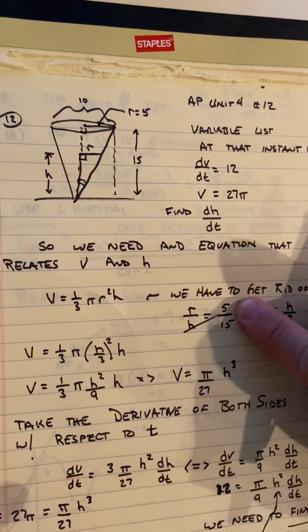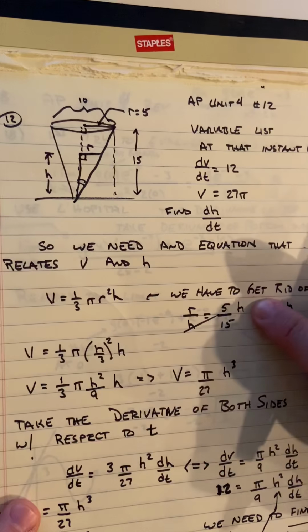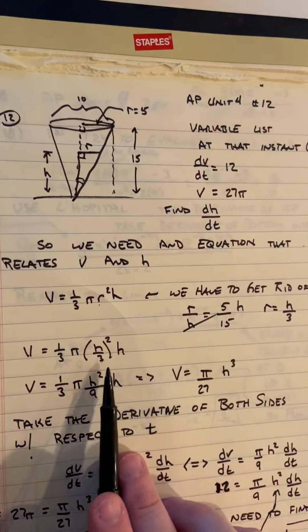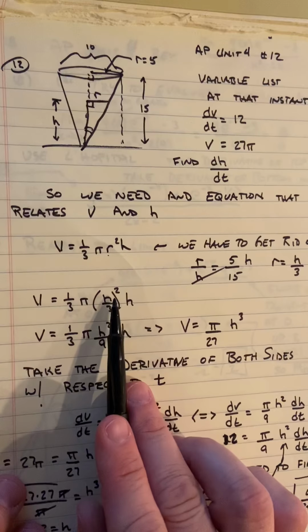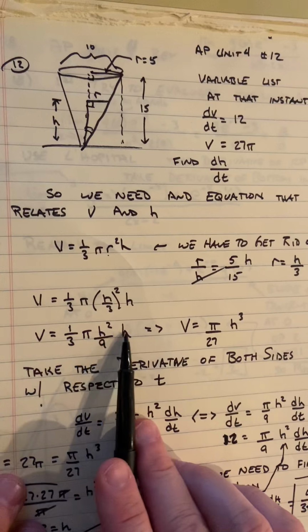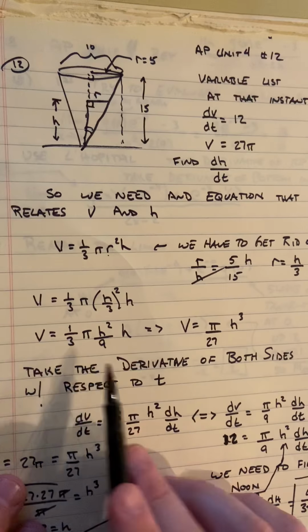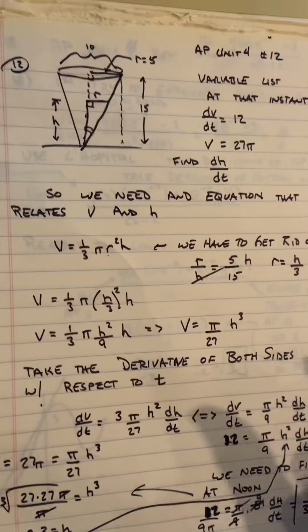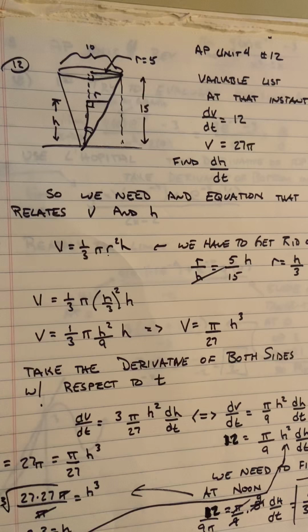Then I multiply both sides by h. And there it goes. Then we've got an r value of h over 3. Everywhere you see an r, replace it with h over 3. So you're going to have to square that. Square the top, square the bottom. It turns into this. Combine some like terms, multiply these. Yep, and yep. So now we have an equation that relates v and h.